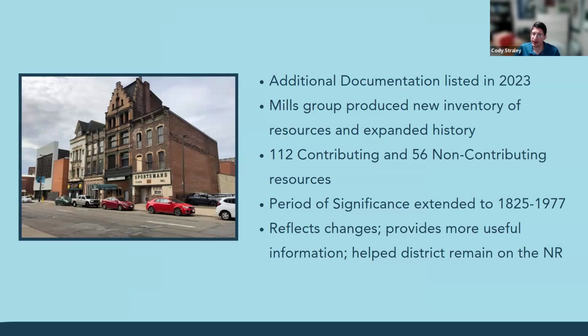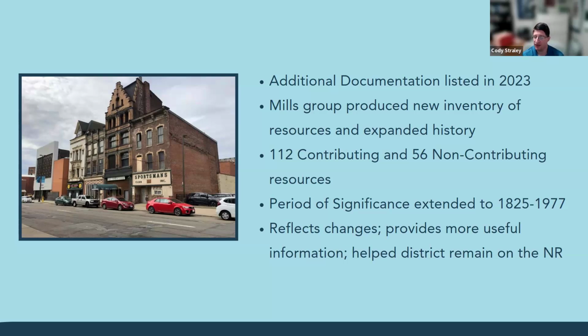So we had a consultant come in and write an amendment to the original nomination in 2023, which got approved and updated the whole district. And it really showcased how much loss occurred in the district over the past 40 years. Under this amended nomination, there are 112 contributing resources. So almost 100 properties, or pretty much half of all the properties in the district, were lost over the course of 40 years. And then the number of non-contributing resources remained fairly stable.